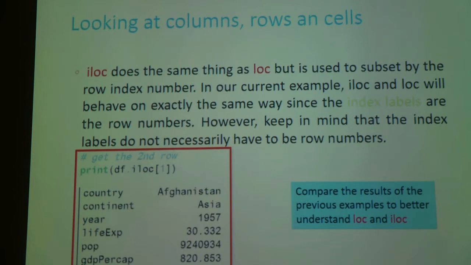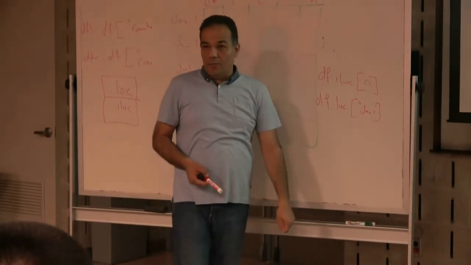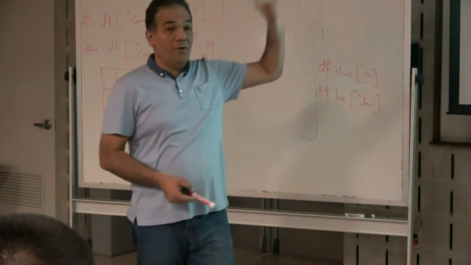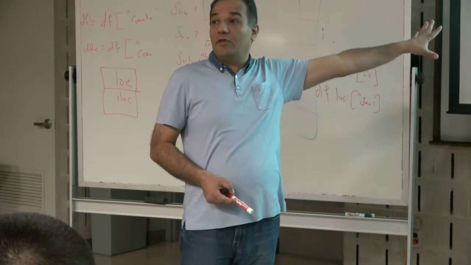Clear so far? So iloc does the same thing as loc, but it is used to subset by the row index number. In our current example, iloc and loc will behave exactly the same way, since the index labels are the row numbers. So we have index numbers and index labels. In here we call it the index label, and the numbers we call the index number. In our data frame, they are the same.